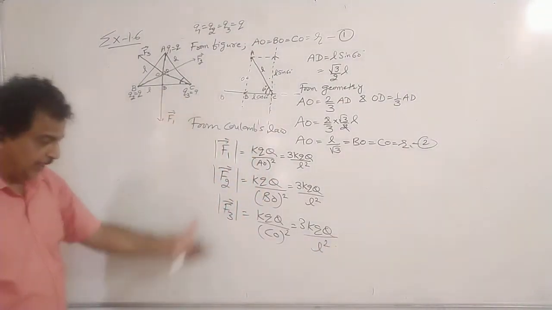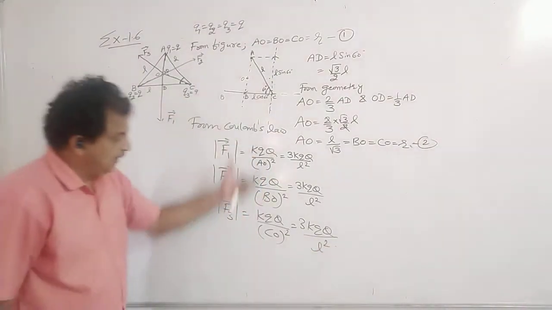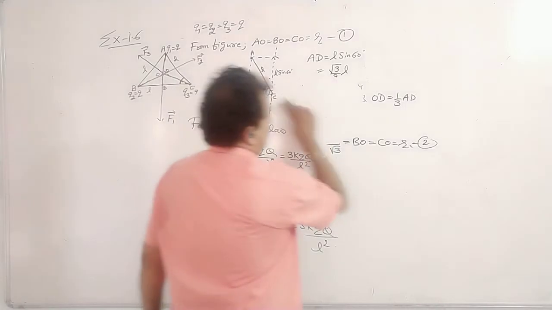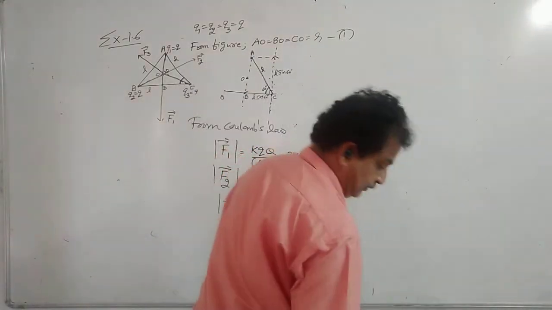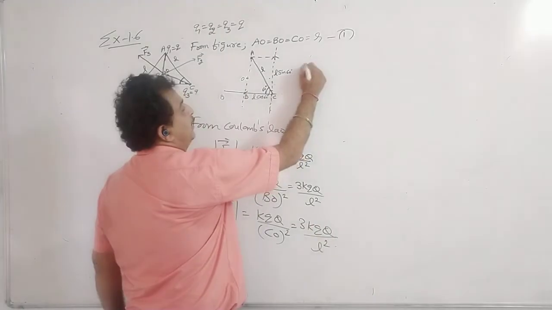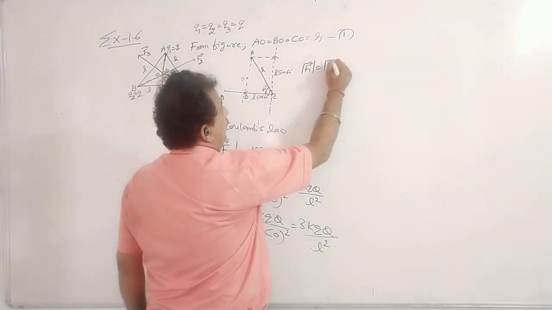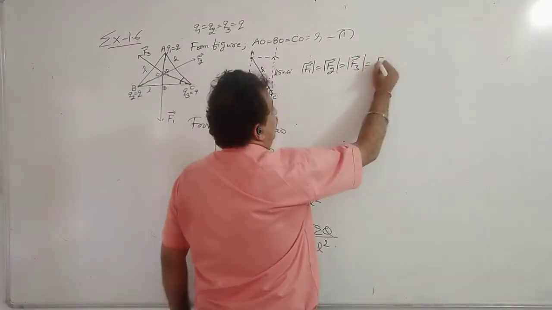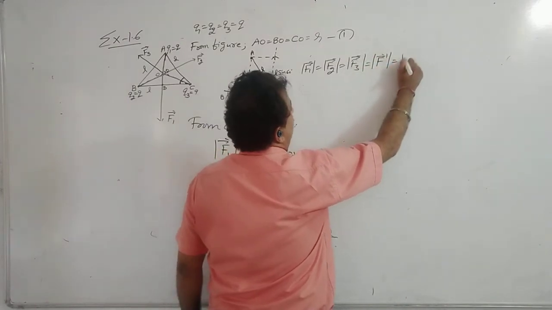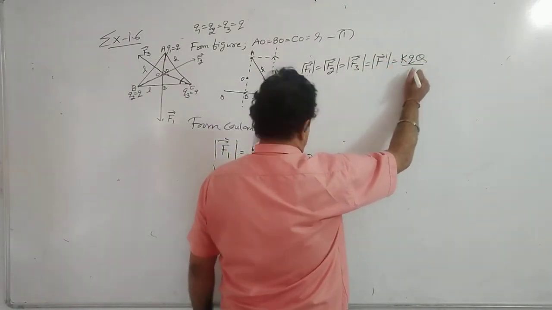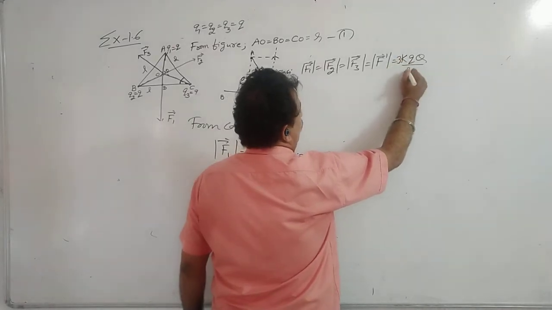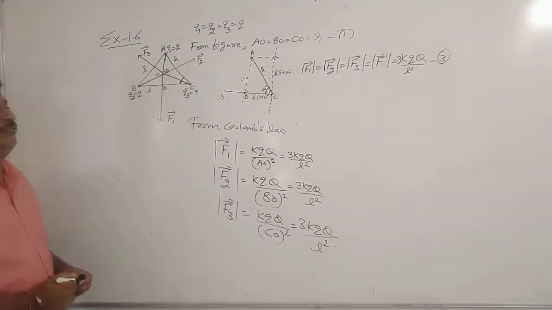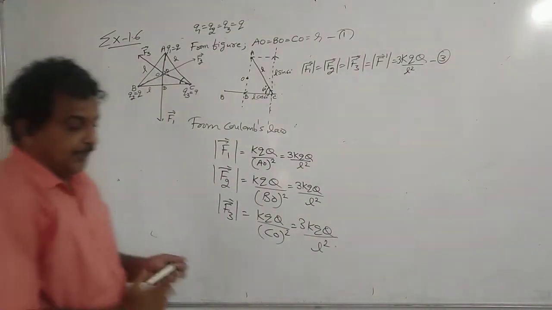So first we found the magnitude, and we see that the magnitude comes out to be same. So I will write the next step like this: the magnitude of F1 is equal to magnitude of F2 is equal to magnitude of F3 is equal to, let us name this as magnitude of F dash, and its formula will be 3KQQ upon L square. Let us name this as equation number 3. So the magnitudes of the forces come out to be equal.